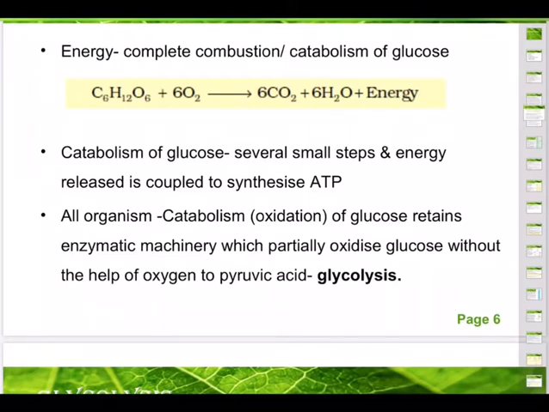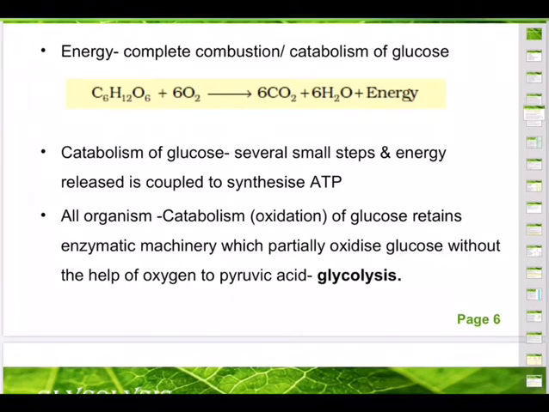So energy is obtained through complete combustion or catabolism of glucose. We can represent this in the form of a chemical equation: C6H12O6 plus 6O2 giving rise to 6CO2 plus 6H2O plus energy. That energy will be in the form of ATP. So only we say ATP is the energy currency.